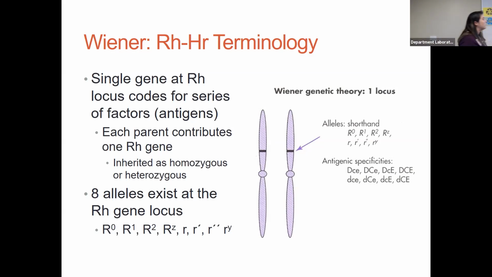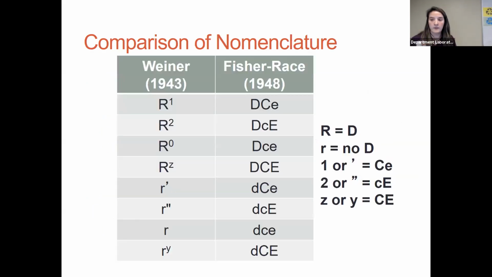So what you have to be able to do is, if given a Fisher-Race terminology, the DCE terminology, you need to be able to convert it to your Wiener terminology. Okay. All right. So I want to give you guys a really good way to do this.